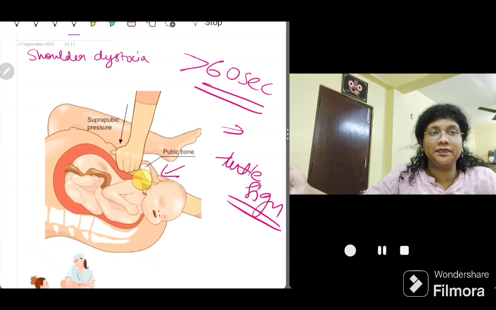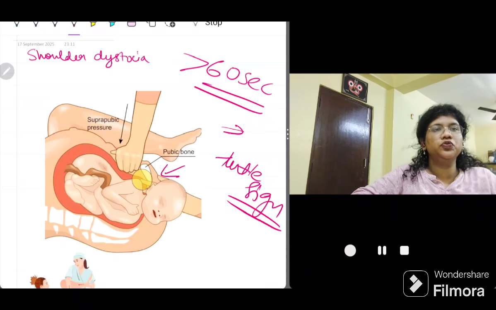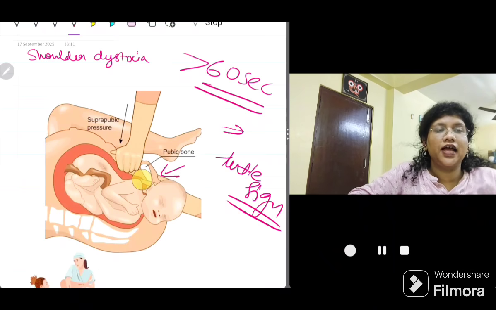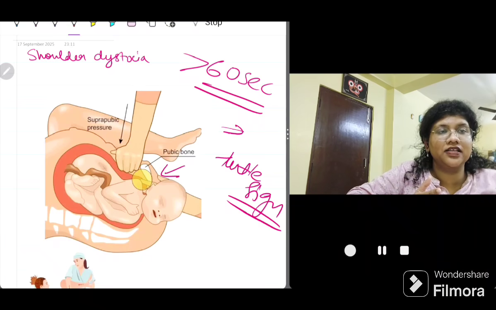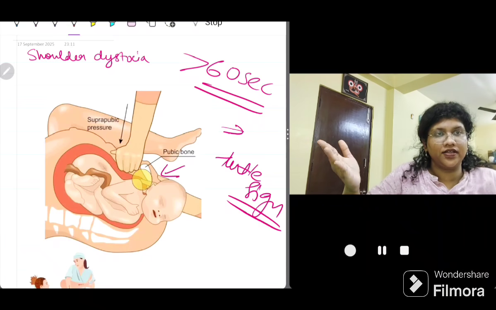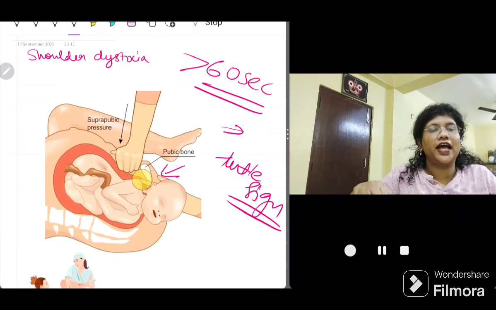Drain the bladder, that is, empty the bladder. Episiotomy should be given in a very liberal fashion to increase the space for any manipulation. Gentle traction should be given, and definitely you need a very skilled assistant also to perform the rest of the maneuvers. So the first maneuver that we do is the McRoberts maneuver. That is, you hyperflex the thighs and you abduct them. Okay, so hyperflexion and abduction.